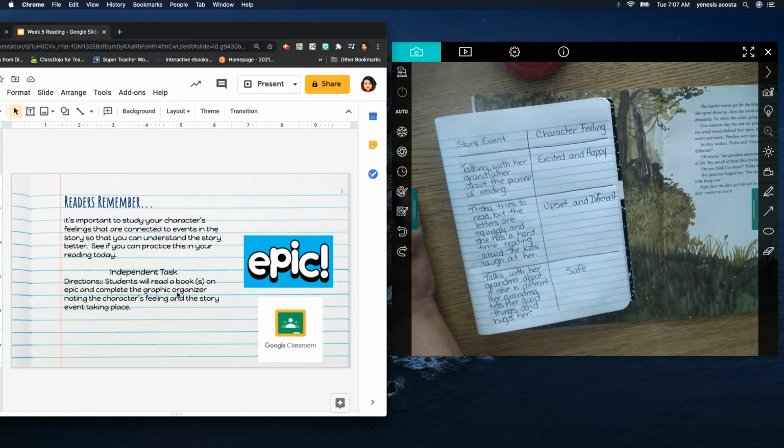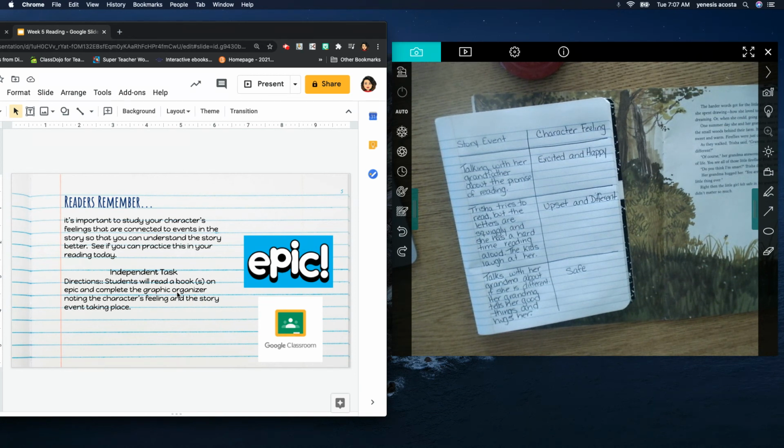I also want to let you guys know that it's important to study your character's feelings that are connected to the events in the story so that you can understand the story better. You can practice this in your own reading today.